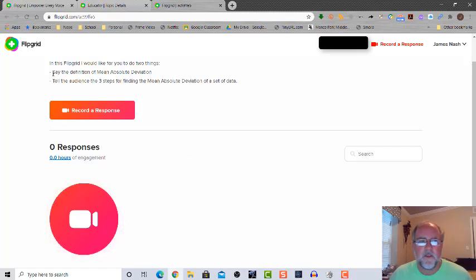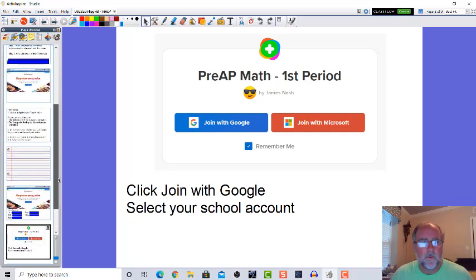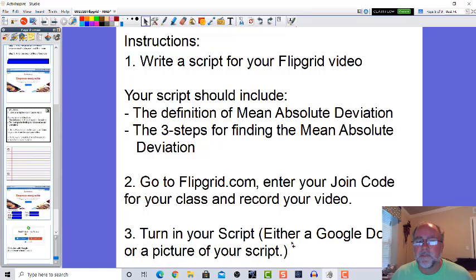So again, you have to say the definition of mean absolute deviation, and you have to tell the audience the 3 steps for finding the mean absolute deviation of a set of data. And that's all I need you to do. Now, once you've written your script, you will then turn your script in to me. So this is part of your grade. Matter of fact, your script is 50% of your grade. The video is the other 50%.